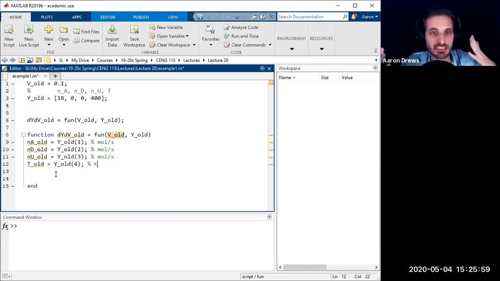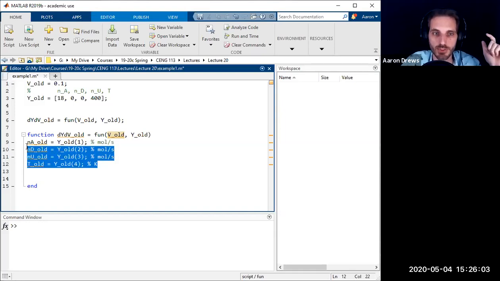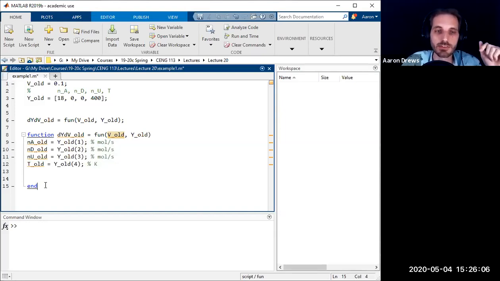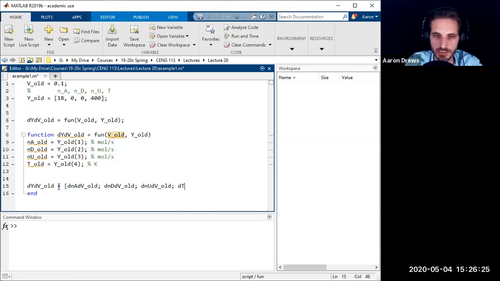The only ones that exist when the function starts is the old values, right? Which we have just started with right here. And so the last line that I tend to put in here is the slope. So dy dv old is this column vector: dNA dV old, dND dV old, dNU dV old, dT dV old, right? This is our column vector.